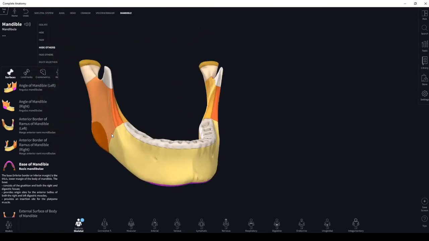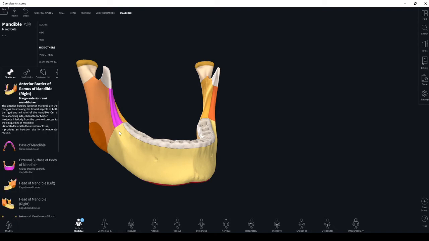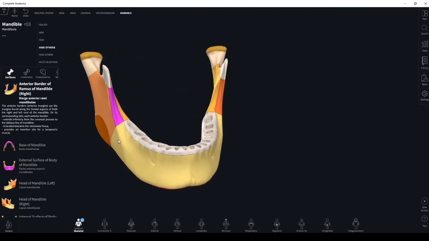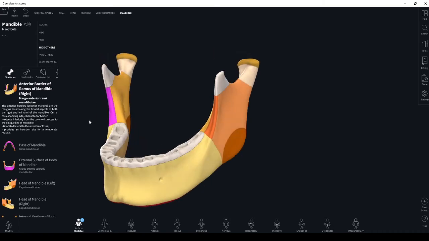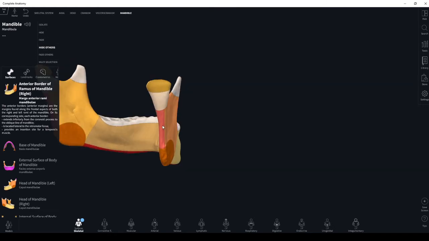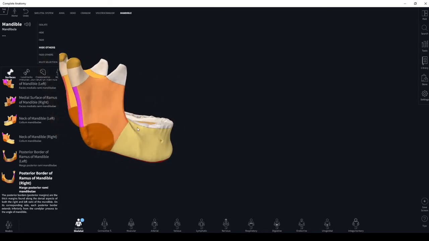The anterior aspect of the ramus of the mandible is called the anterior border of the ramus of the mandible. It is also called the temporo-mandibulo-molar groove. Also, the posterior of the ramus has the same name, the posterior border of the ramus of the mandibula.